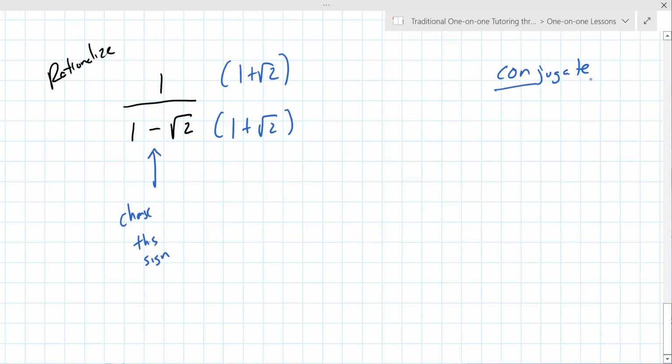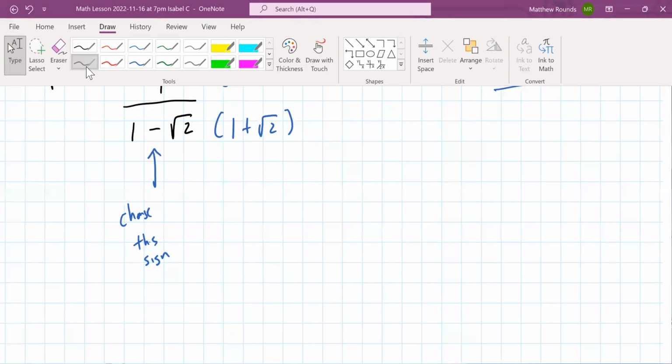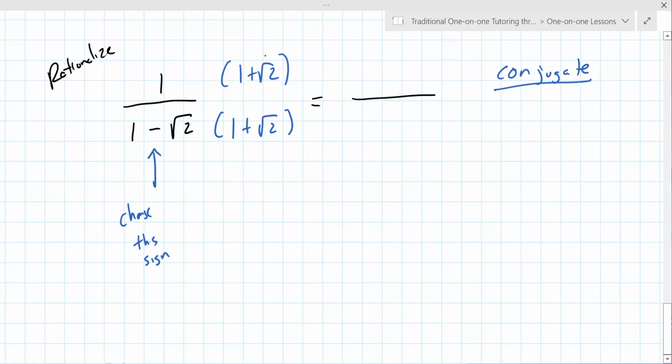Did you hear that word today, conjugate? Okay. So it doesn't mean much, but it's the same thing, but you change the operator in the middle. If it's minus, it becomes plus. If it's plus, it becomes minus. Okay. So the numerator is not bad at all. It's just like, all right, take 1 and multiply by each of those. It's 1 plus square root of 2.